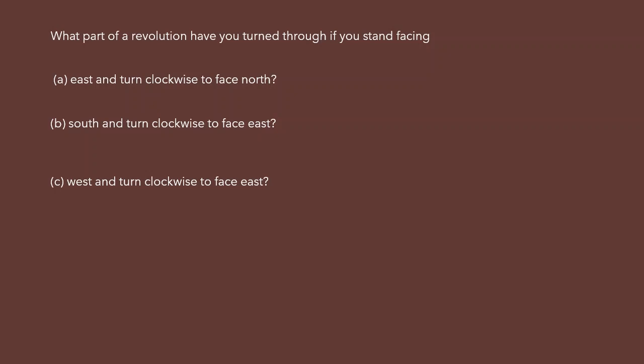Now let us see the questions here. First one is, what part of a revolution have you turned through if you stand facing east and turn clockwise to face north? So here the first question we are treating A. We have here north direction. This is our north. This is our east. North opposite is south and east opposite is west. Now we have all these things. The question is, you are looking east.